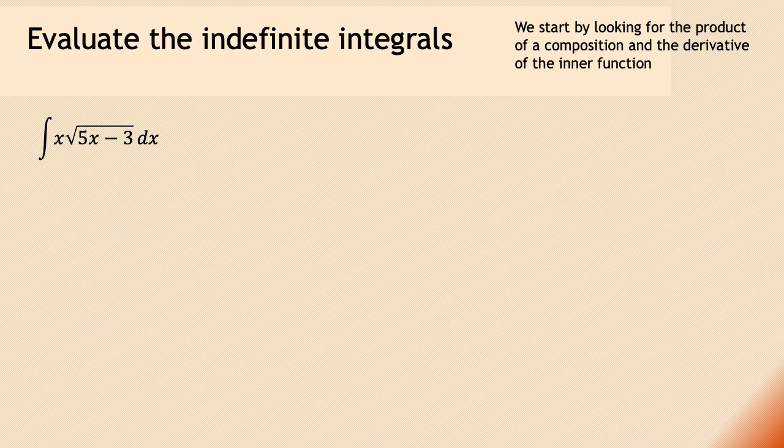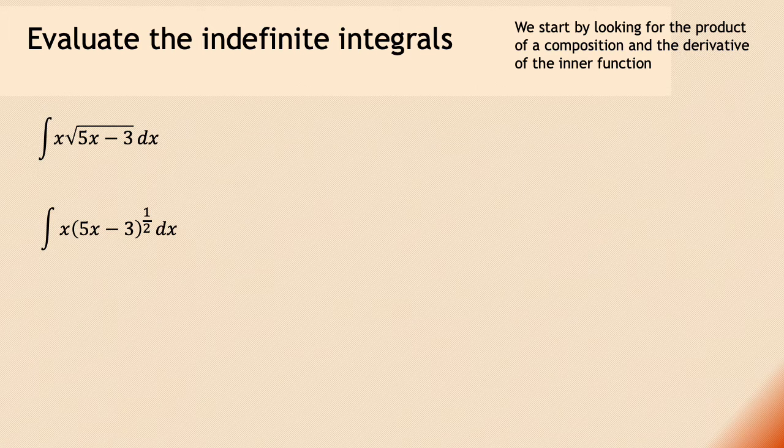The first thing we're going to do with this one is to put it in a slightly different form. It will help us to get rid of the radical and use a rational exponent. So now we have to look for, is there a composition in there somewhere? And if you say yes, (5x minus 3) to the 1/2 is a composition, you'd be right, it is.